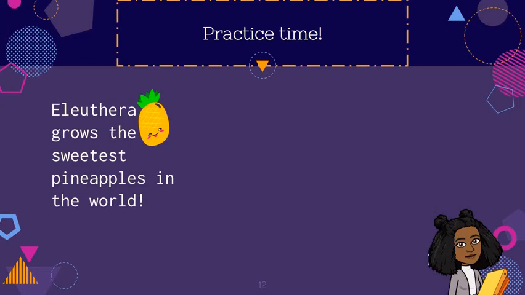Eleuthera grows the sweetest pineapples in the world. 1, 2, 3. There you go. It is an opinion. You are correctamundo. Keep up the good work.